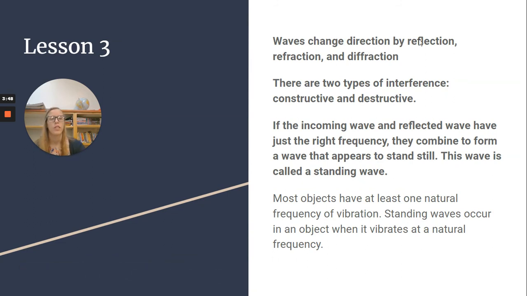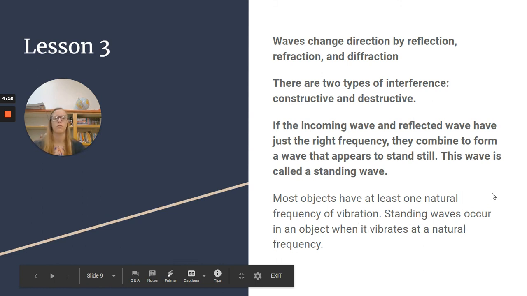So waves change direction by reflection, refraction, and diffraction. Now we're on lesson 3. There are two types of interference, constructive and destructive. If the incoming wave and reflected wave have just the right frequency, they combine to form a wave that appears to stand still. This wave is called a standing wave. Most objects have at least one natural frequency of vibration. Standing waves occur in an object when it vibrates at a natural frequency.